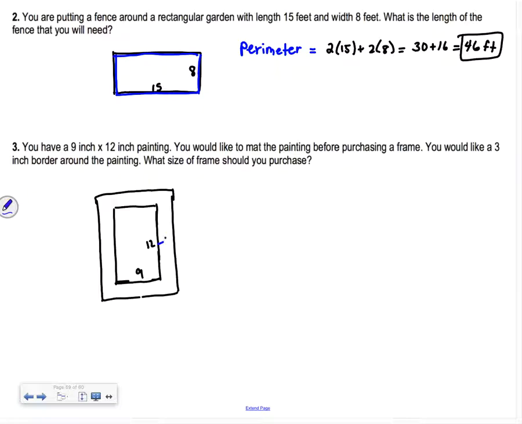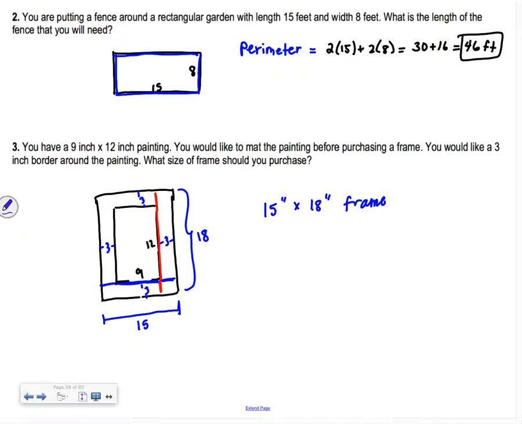And I'm adding 3 inches here and here, but also on the top and the left-hand side as well. So when I talk about this whole distance, it was 9 originally, but I've added 3 inches to both sides. So 9 plus 3 plus 3 is going to be 15. And when I talk about this whole distance, it was 12 originally, but I'm adding 3 inches here and 3 inches here. So it's going to be 12 plus 3 plus 3, so it's going to be 18. So the frame that you should purchase is a 15-inch by 18-inch frame.